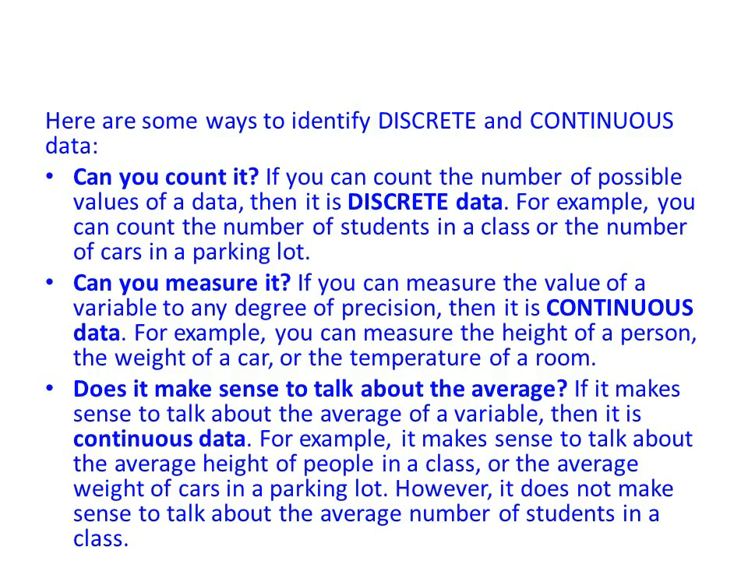Can you measure it? If you can measure the value of a variable to any degree of precision, then it is continuous data. For example, you can measure the height of a person, the weight of a car, or the temperature of a room. Does it make sense to talk about the average? If it makes sense to talk about the average of a variable, then it is continuous data. For example, it makes sense to talk about the average height of people in a class, or the average weight of cars in a parking lot. However, it does not make sense to talk about the average number of students in a class.